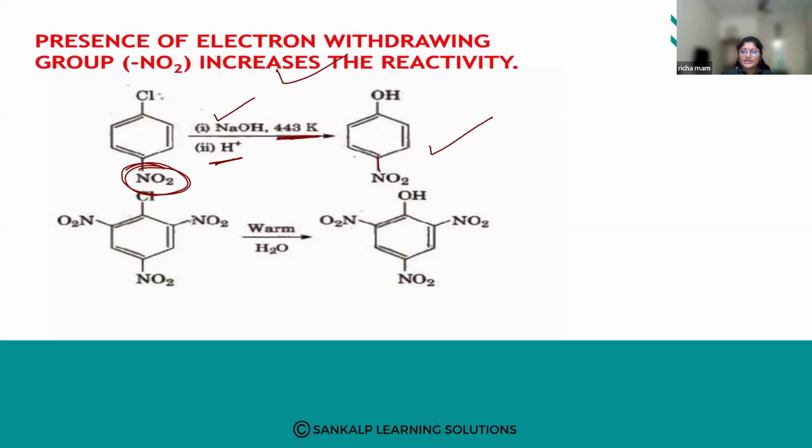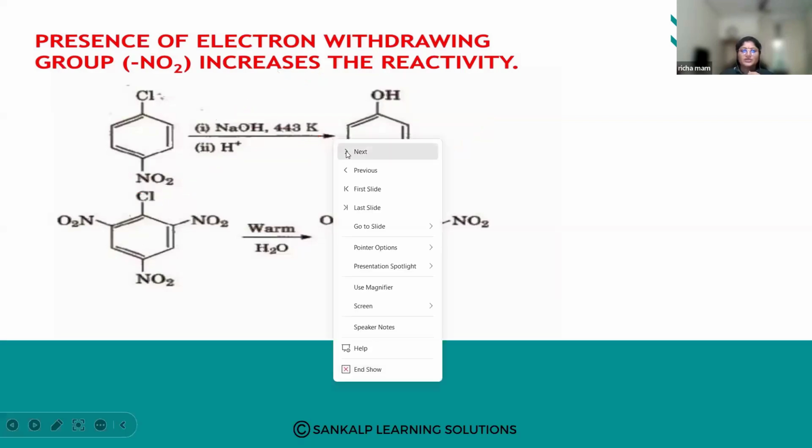Then here we can see there is trinitrophenol. Trinitro chlorobenzene is there, and I am warming it with water. What I got is that the Cl is replaced by OH. So this is another nucleophilic substitution reaction.